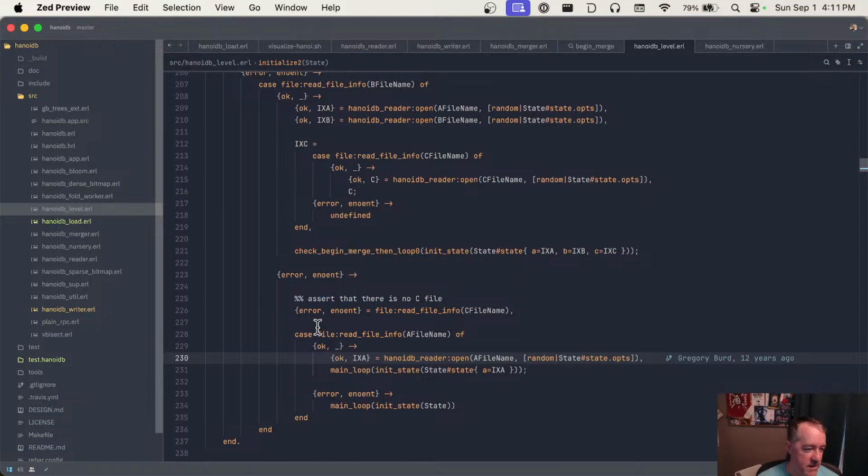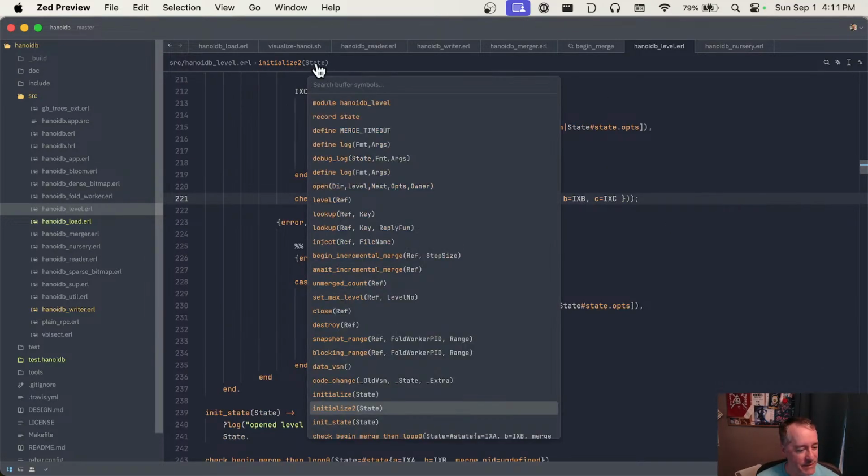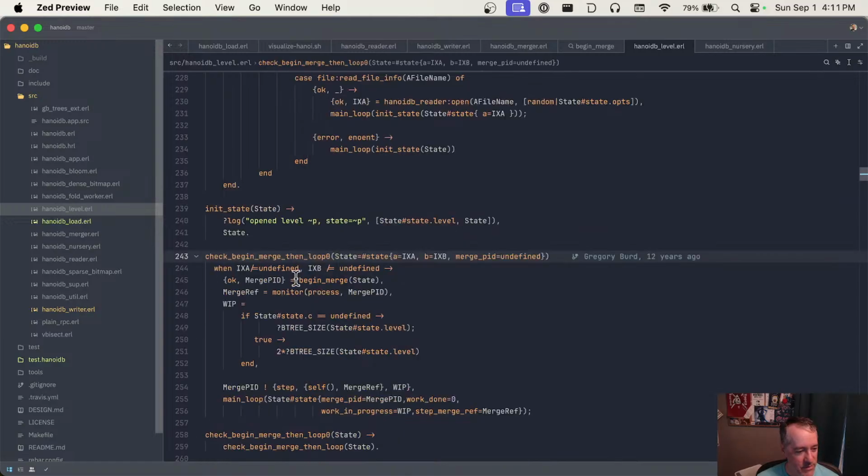Okay, and if B doesn't exist, then you make sure there's no C file, and then you just open A. Okay, this is kind of nested cases. We need to look at this function. Check, begin merge, then loop 0. Okay.